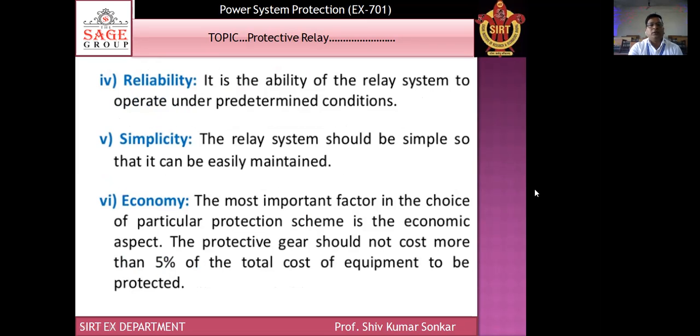And economy. The most important factor in the choice of a particular protection scheme is the economic aspect. The protective gear should not cost more than 5% of the total cost of the equipment to be protected. So, these six parameters are basic needs for any protective relay.